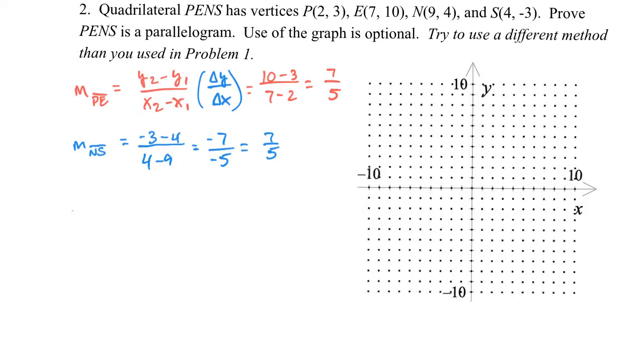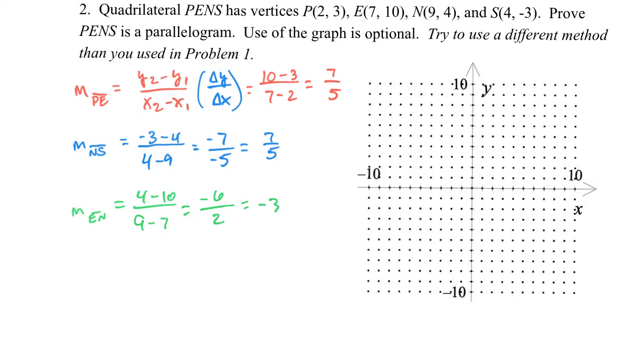Okay, now I got to do the slope of my other two sides. So that's going to be EN, and that's going to be what? EN, so I got 4 minus 10. Take away my x's, which are 9 minus 7. 4 minus 10 is -6. Over 9 minus 7 is +2. And this gives me -3.